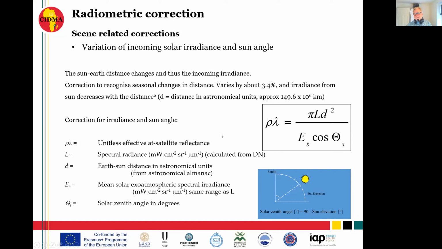So now we have corrected for, firstly, we recalculated DN values into radiance, spectral radiance. And now we take the spectral radiance and recalculate it to at-satellite reflectance. And if we do that for all our different data, we have at least corrected for as much as we can do in physical terms. Then we have the atmosphere left to compensate for.